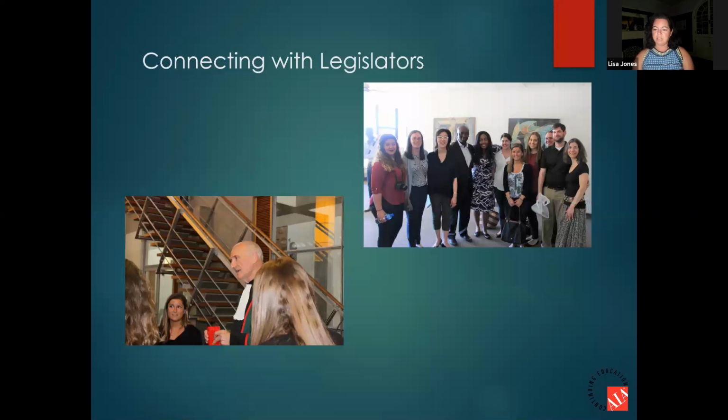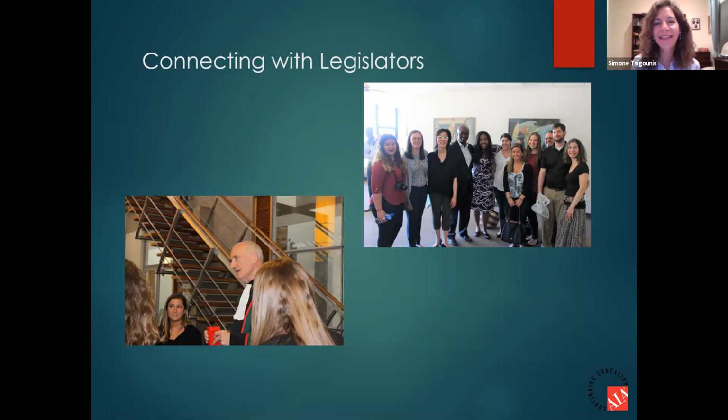Simone, this is also your slide. So this is also my slide, and actually this shows us engaging with members of the Constitutional Court. To the lower left is Justice Cameron, who is now retired from the South African Constitutional Court. That's the highest court, that's like our Supreme Court. And to the right in the center is Justice Moseneke, who also has retired from the Constitutional Court.